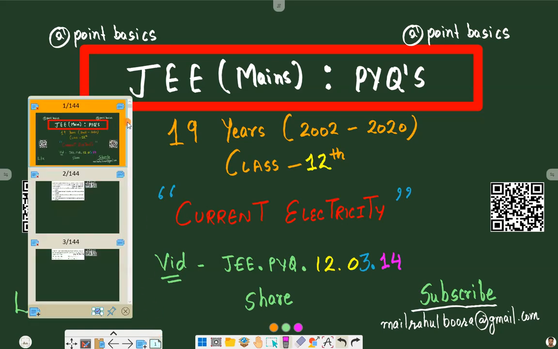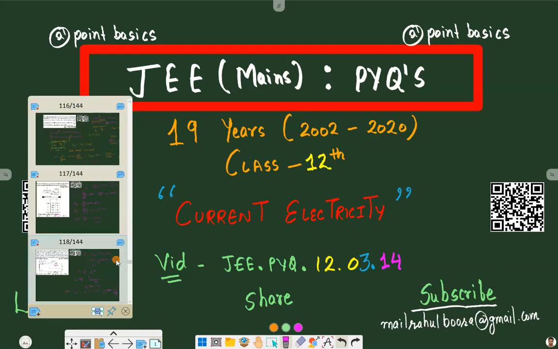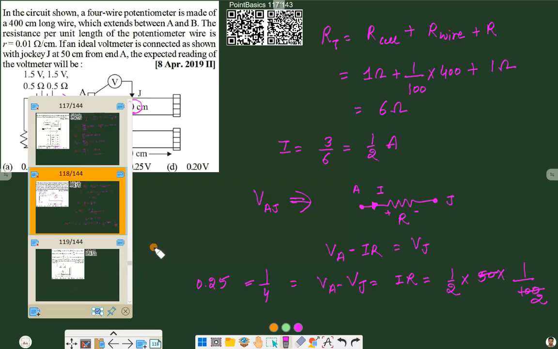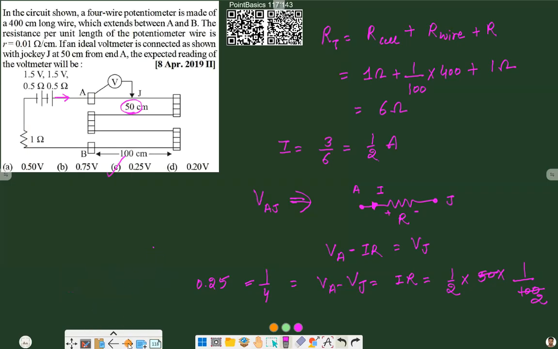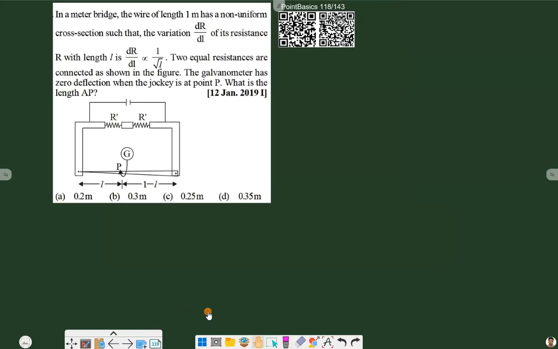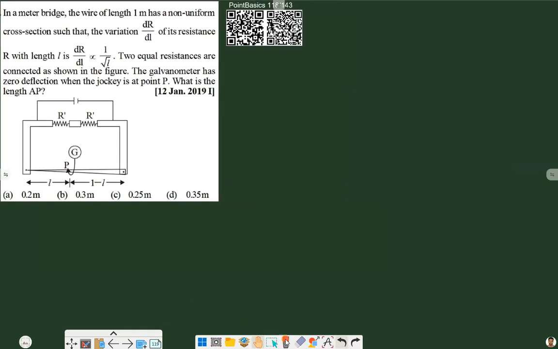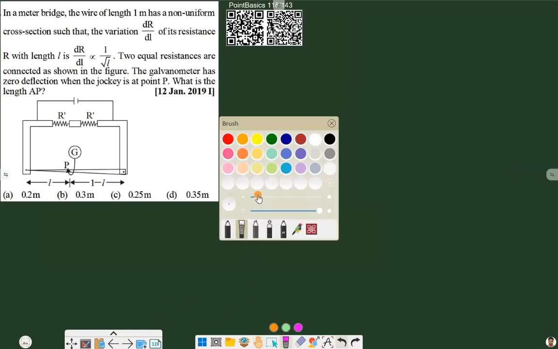In the previous video, I think we covered up to 116. Let me scroll. Okay, this is 170. So today we will start with question number 180. Let's slide it to the left side and adjust the pen thickness.